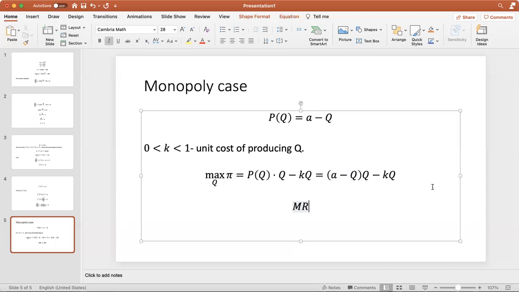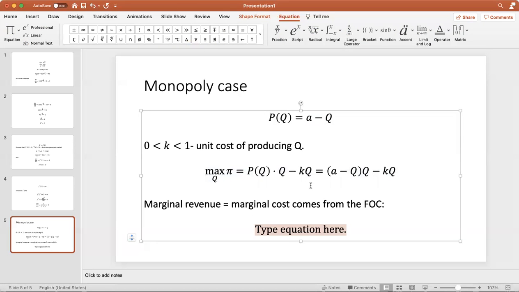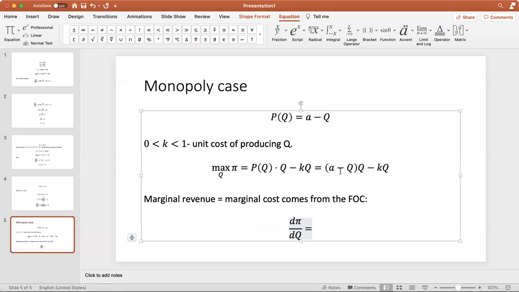Your marginal revenue must equal the marginal cost. So marginal revenue equating the marginal cost comes from the FOC. Why? Because if you take the FOC of this profit function, you will see something like the derivative of pi with respect to dq. That's going to be equal to the derivative of the revenue, and if you take the derivative of something, we attach the term marginal. So this becomes your marginal revenue.